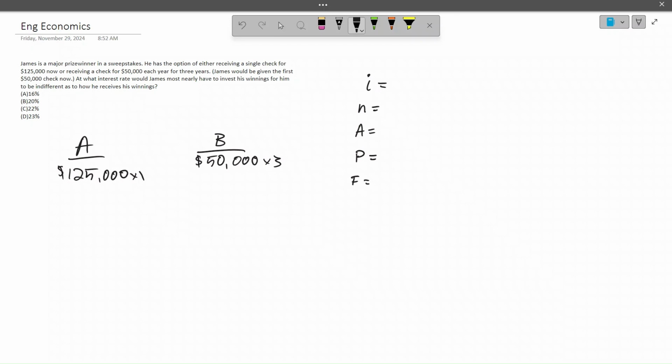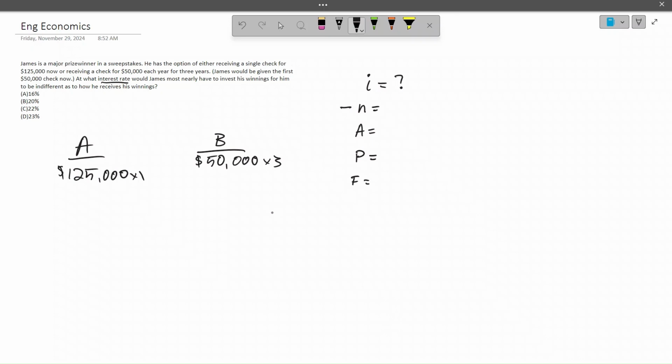At what interest rate would James most nearly have to invest his winnings, for him to be indifferent as to how he receives his winnings? Okay, so right here it looks like they're asking us to find the interest rate, so let's put a question mark right there. The N is a little bit tricky since right here it says $50,000 check 3 times, so for 3 years, but he's going to be receiving his first check right now.